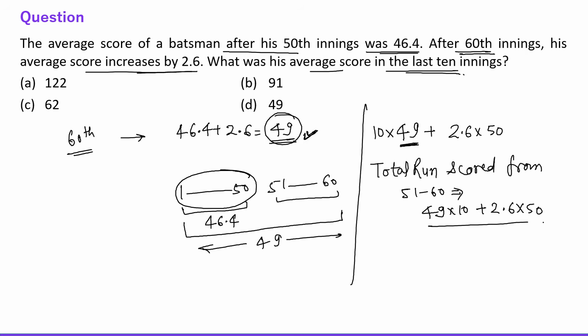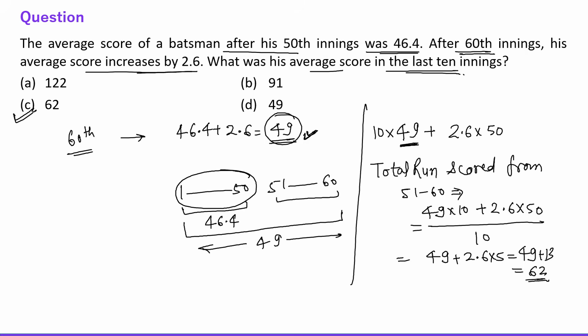So what is the average? Average is total divided by 10 innings. These are 10 innings. So this is 49 plus 2.6 into 5. So 49 plus 13. This is 62. So average for last 10 innings will be 62 runs. This is, I mean, an above average question of average. For this question you should be very much comfortable with this topic, else it may become a tough question in the examination.